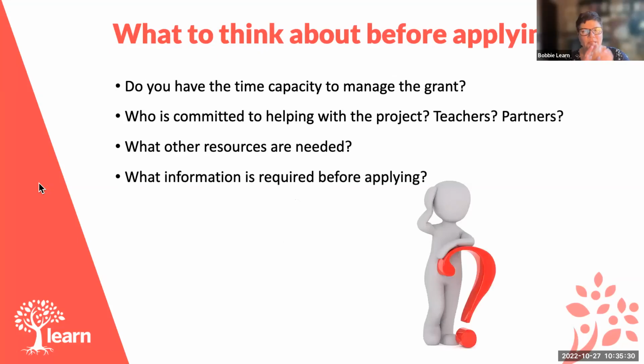What do you need to think about before applying? The biggest one is the first one. Do you have the time to manage the grant? Some grant processes can be very long, can be very big, especially when you're applying for a grant that's $10,000 or more. Sometimes you need to share that task. You need a team of people to work on the different components of the grant.